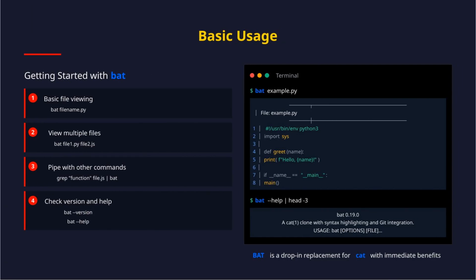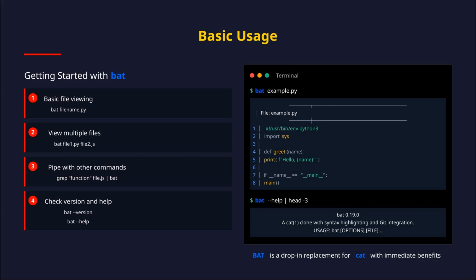Alright, so let's see this thing in action, shall we? The basic usage is exactly what you'd expect. Instead of typing cat filename, you just type bat filename. That's it. But the difference? Oh man, the difference is night and day. Let me show you what I mean.